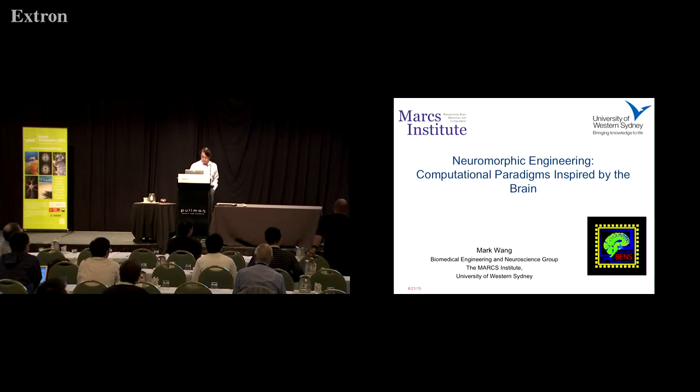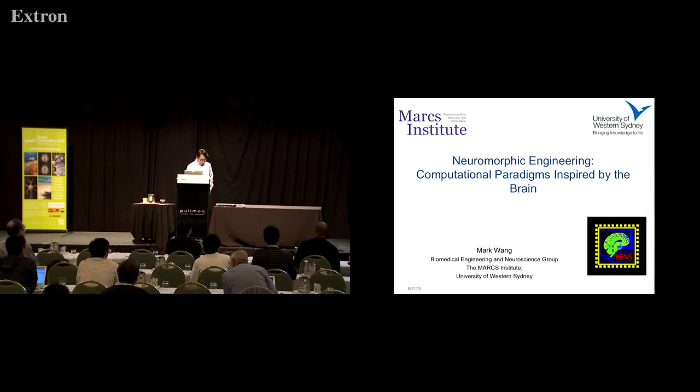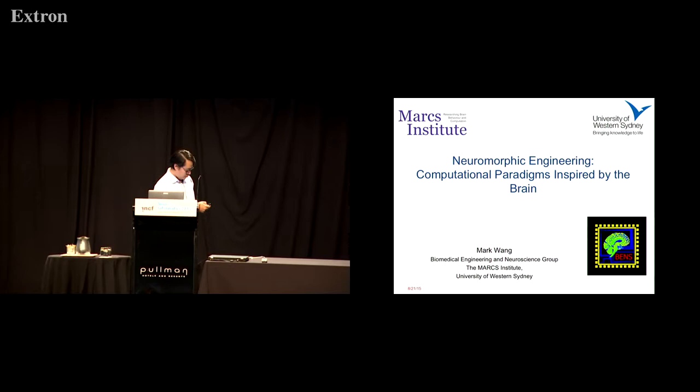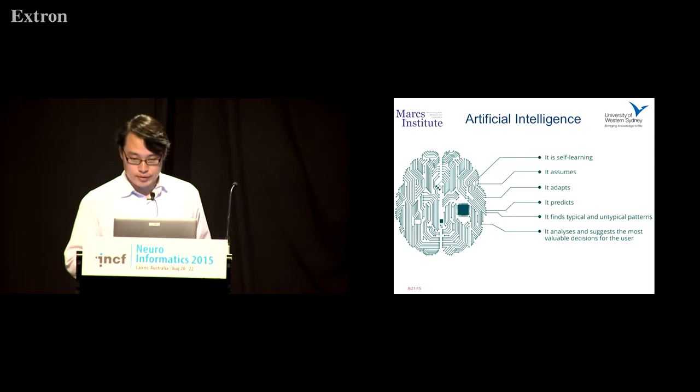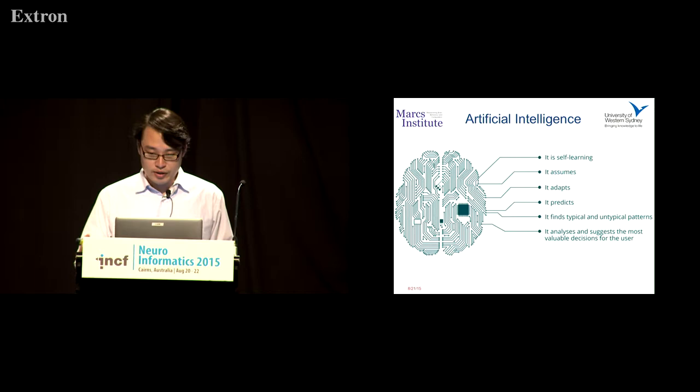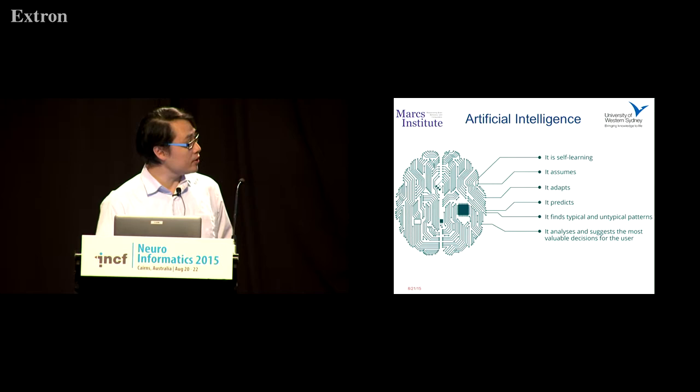Scale simulation and machine learning. So first, we need to go through the artificial intelligence that the current computer does not have. So far, artificial intelligence is self-learning, it assumes, it adapts, it predicts, while our current computer can't do it. That's what we're trying to do.